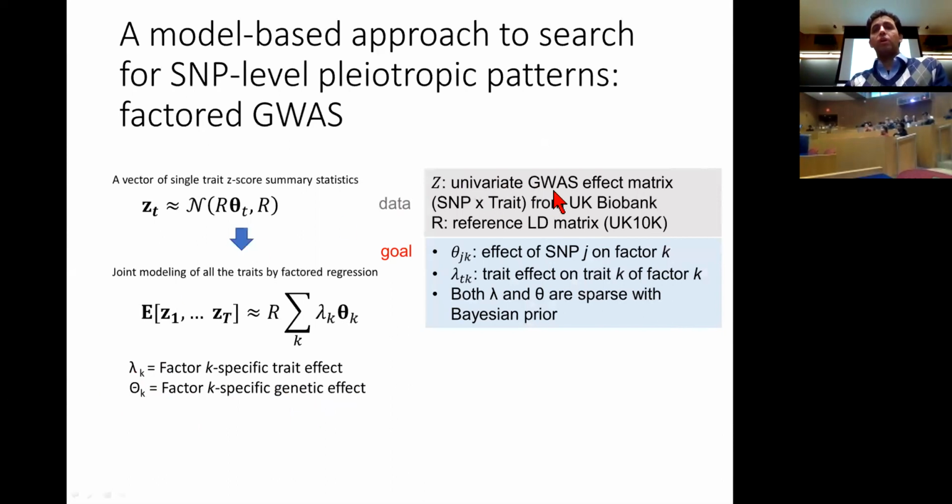You basically take your univariate GWAS effect matrix from the biobank. You build this reference LD matrix R from a matching cohort. And then you study the effect of every SNP on each factor. The factor could be, for example, psychiatric traits, and that could include schizophrenia and bipolar, or immune traits, and that could include rheumatoid arthritis and multiple sclerosis, and so on and so forth.